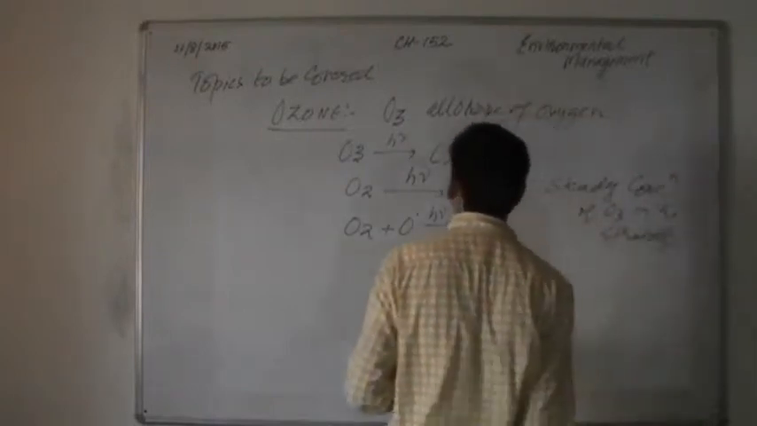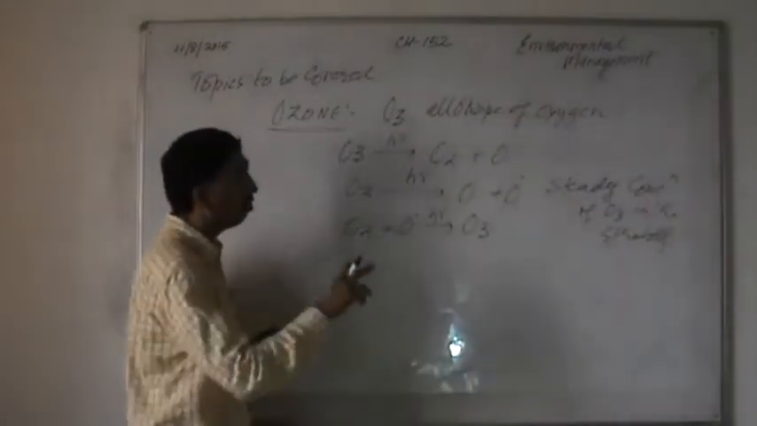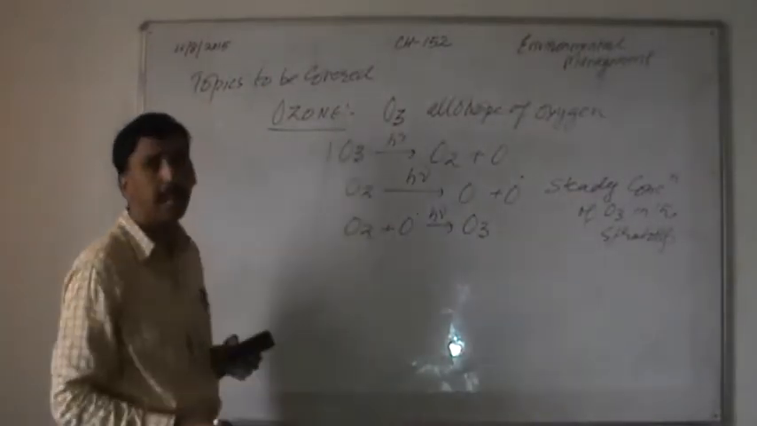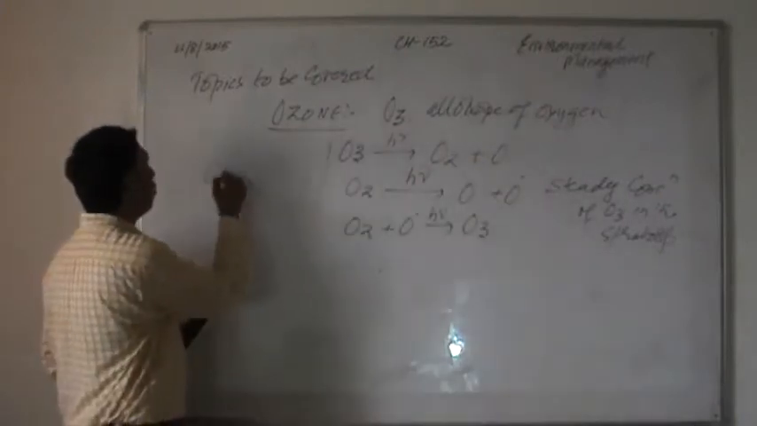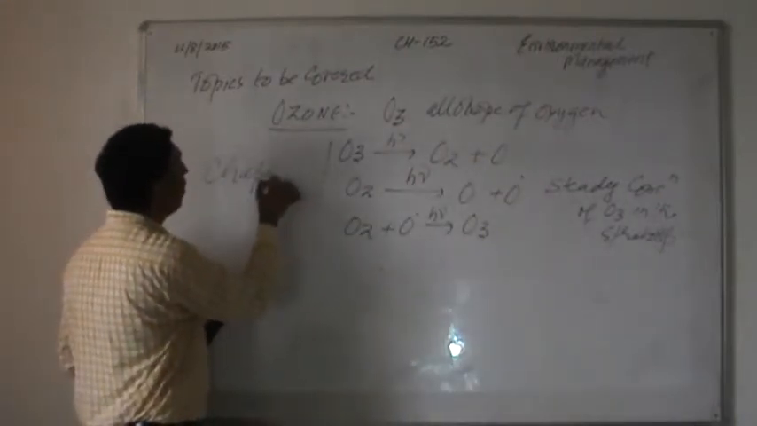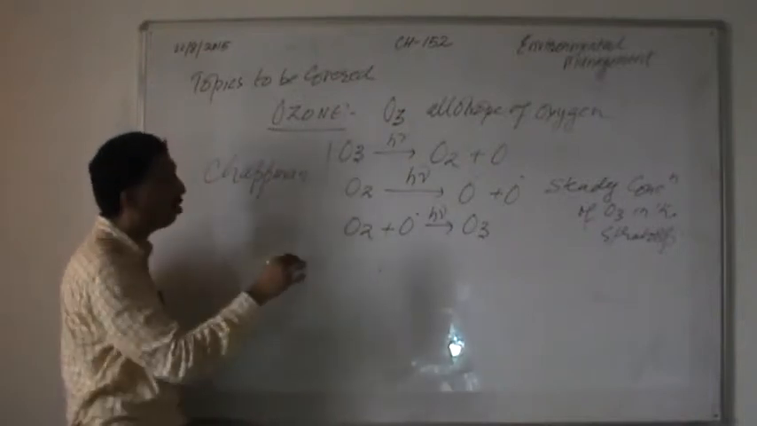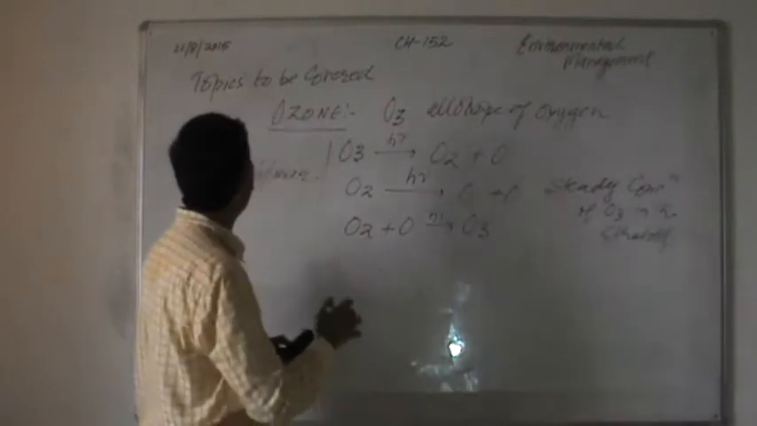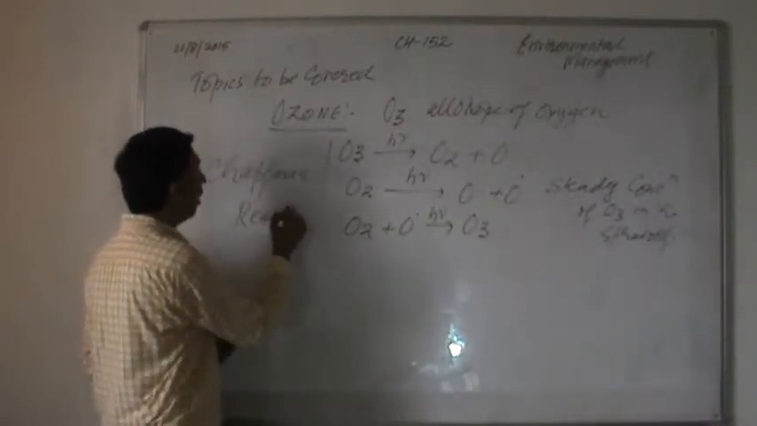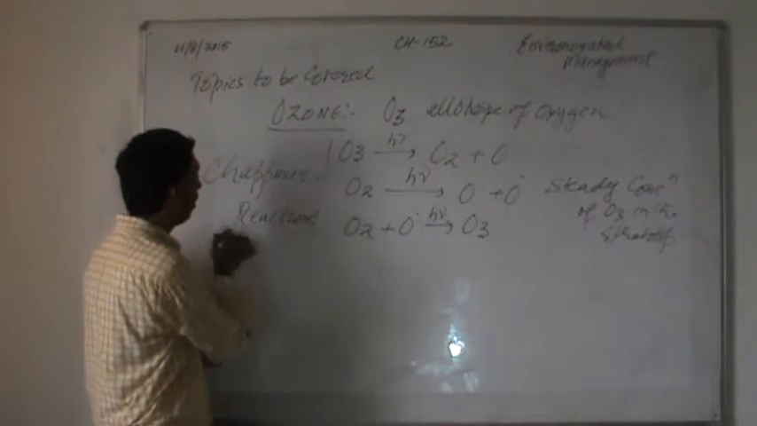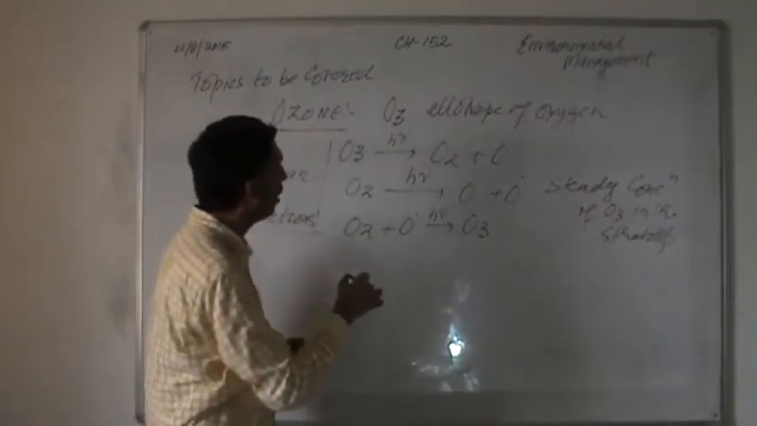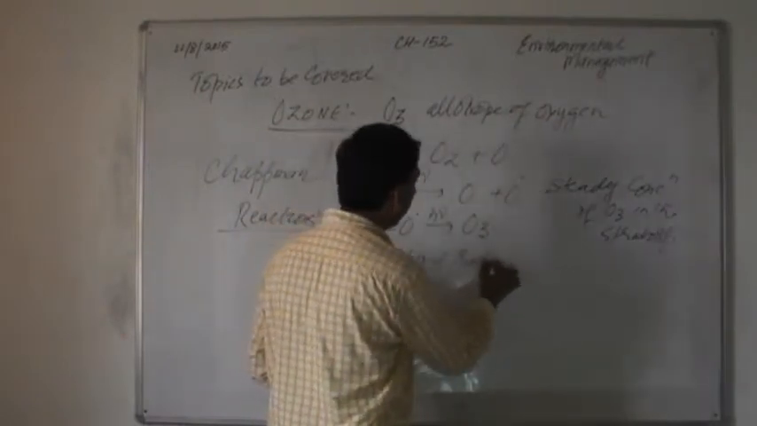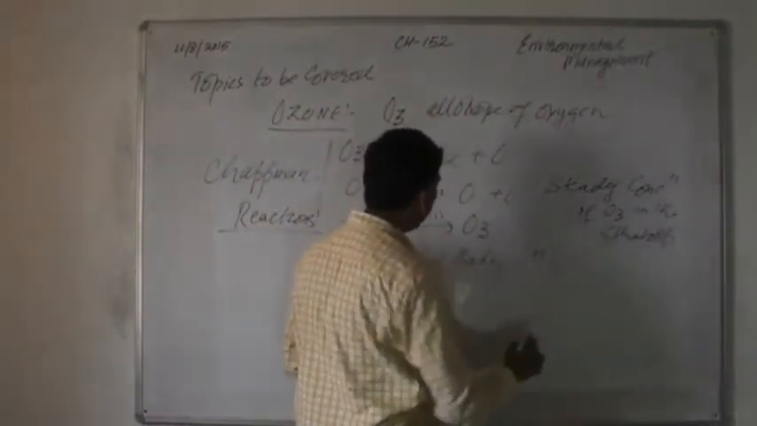We have seen that there is a steady concentration of ozone in the stratosphere, and the formation of ozone was explained by a scientist known as Chapman. Therefore, the reactions which result in the formation of ozone are known as the Chapman reaction. There, the heat which is liberated is absorbed by a third body. Let us take the third body as M.